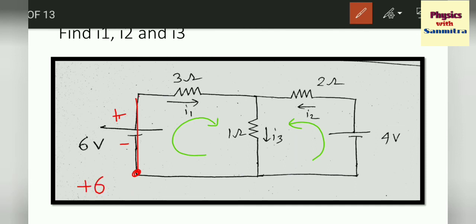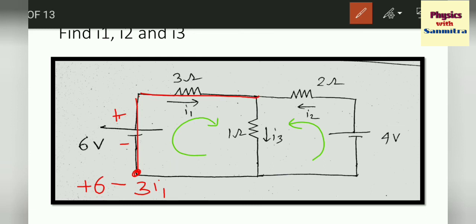Now we are going along the direction of current. So along the direction of current, we are moving down the river, along the river, and we are losing height, because the river is moving from a higher surface to a lower surface, a higher height to a lower height. So we are actually losing height. So we can write here minus 3 into I1.